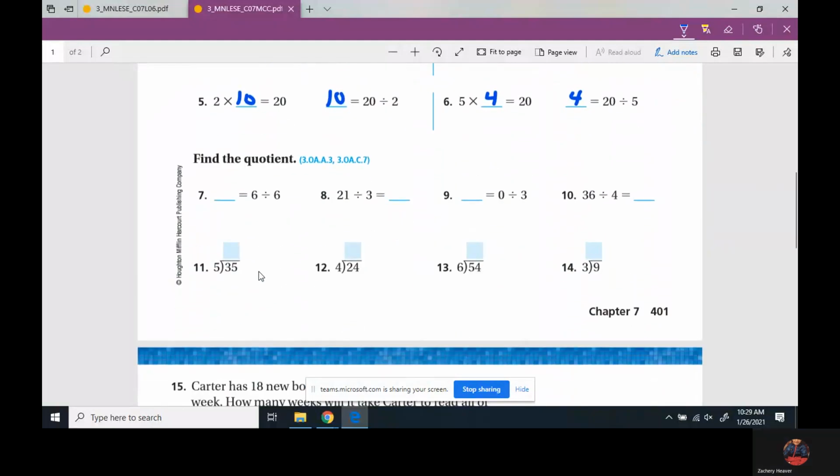The quotient, 6 divided by 6 equals 1. 21 divided by 3 equals 7. 0 divided by 3 equals 0. 36 divided by 4 equals 9. 35 divided by 5 equals 7. 24 divided by 4 equals 6. 54 divided by 6 equals 9. And 9 divided by 3 equals 3.